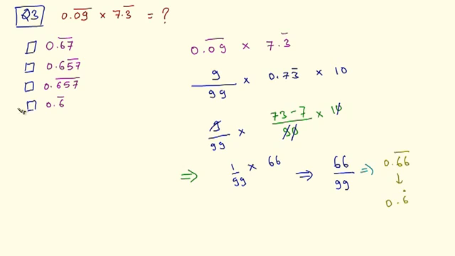Therefore the answer is option D. Now if you solve this 0.66, if you convert this into a simple fraction, this would come out as 66 by 99.